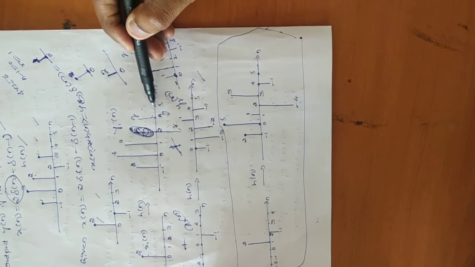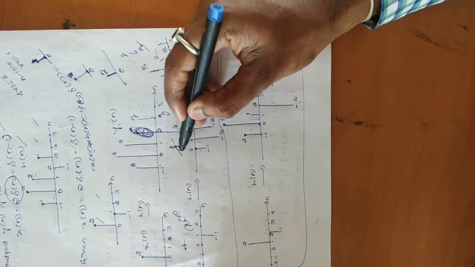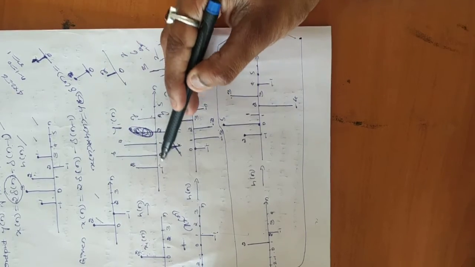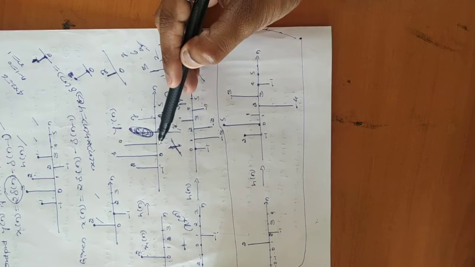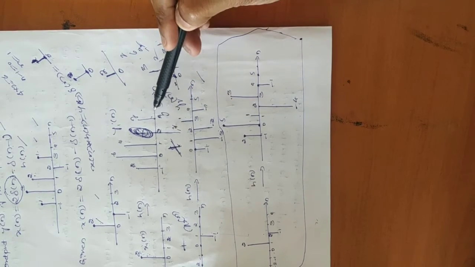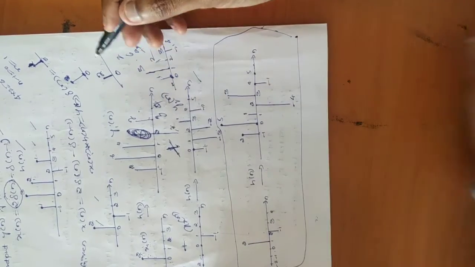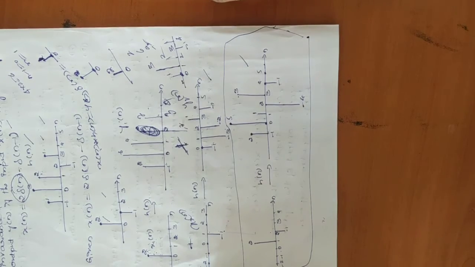At 5 there is no signal. You just go on adding these two signals. You just add the amplitudes with respect to time scales. At 0, at 1, at 2, 3, at 4 and 5. Then you will get this final sketch.